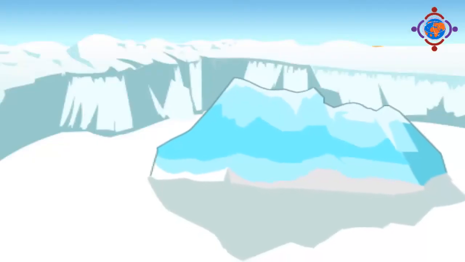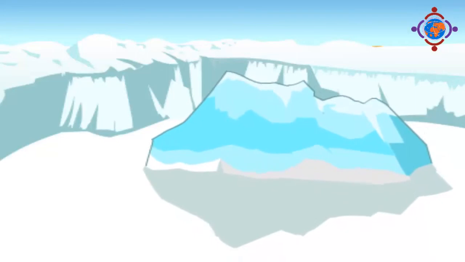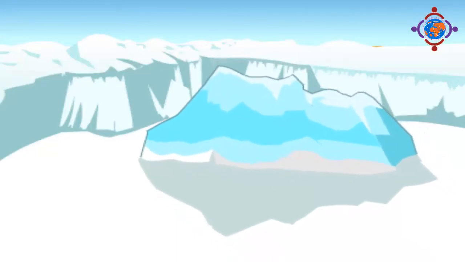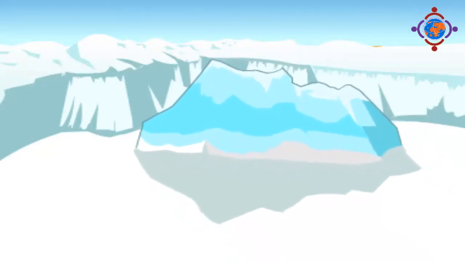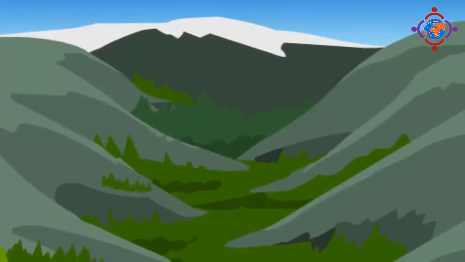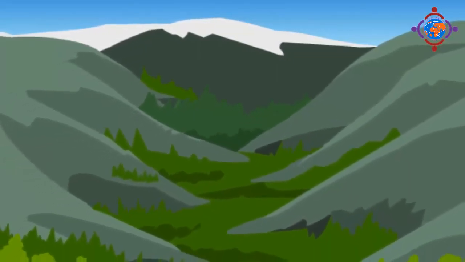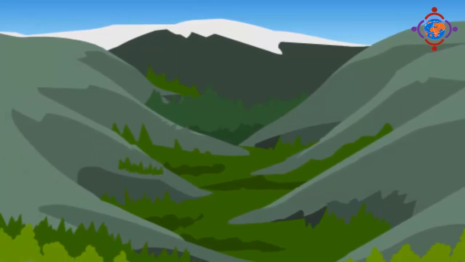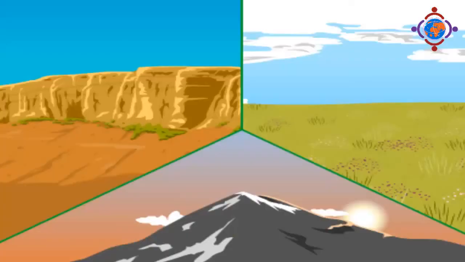A glacier is a large body of ice that moves really slowly and picks up bits of land as it moves. Over millions of years, a glacier can wear away at mountains and leave behind valleys. Landforms look different because weathering and erosion have changed areas in different ways.